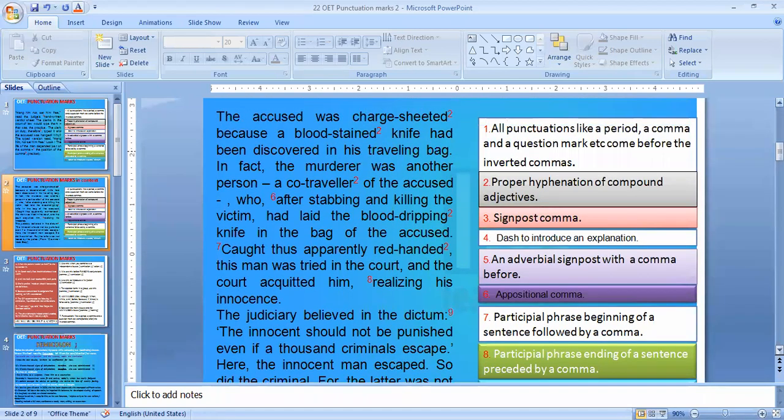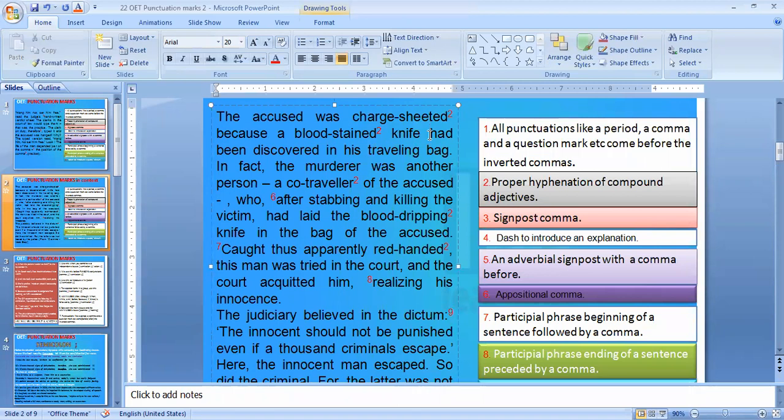So what happened to this man? This accused was charge sheeted because a blood-stained knife had been discovered in his traveling bag. Contextually, I bring your attention to this. Had been, past perfect, is used because that is an earlier action, instead of the simple past "was". The charge sheeting is a later action. The knife being found took place first. That's why it's in past perfect. "In fact" is another example of a signpost. That's why there is a comma.